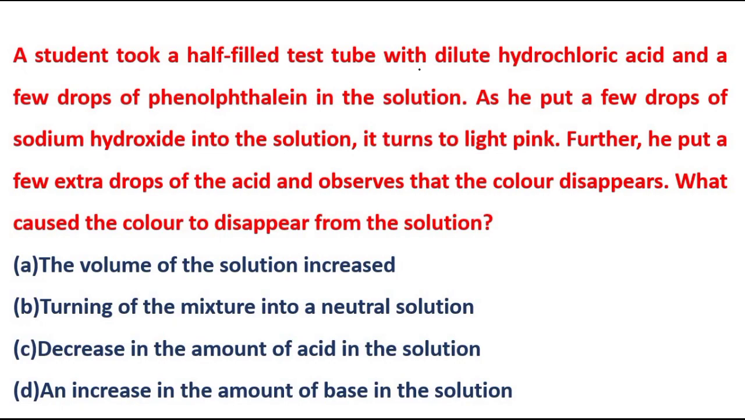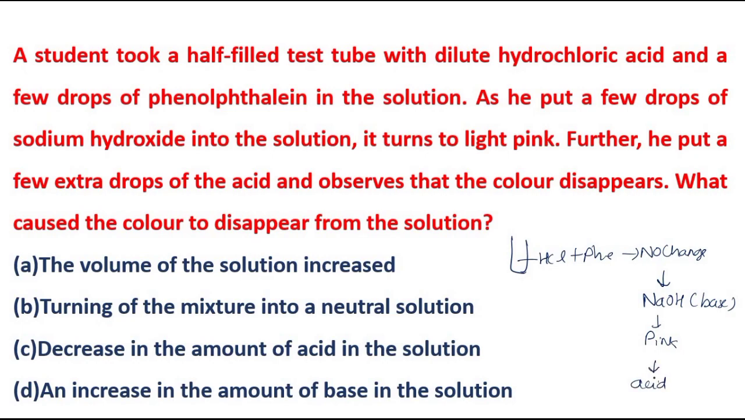A student took a half-filled test tube with dilute hydrochloric acid and a few drops of phenolphthalein in the solution. As he put a few drops of sodium hydroxide into the solution, it turns pink. Further, he puts a few drops of acid. Here in the test tube, she took hydrochloric acid. To that, she added phenolphthalein. There is no change in color because in the acidic medium, it does not change its color. When we add base, that is sodium hydroxide, then there is a change in color into pink.